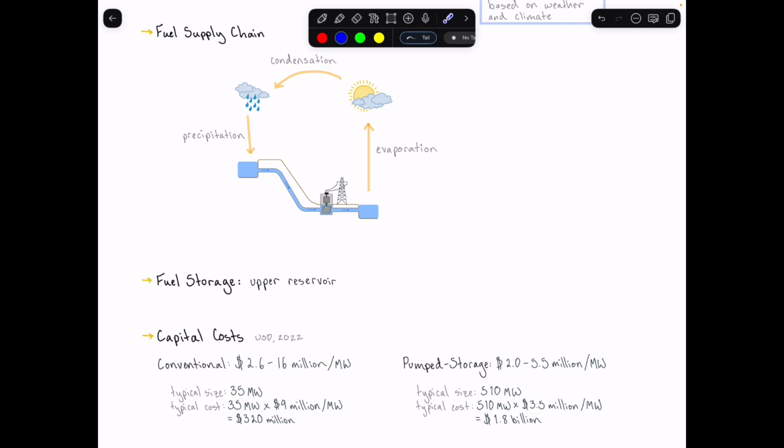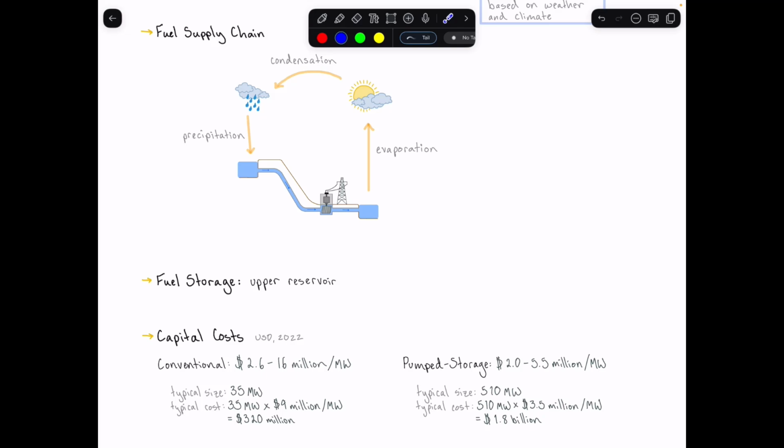And so because of these factors, needing a sufficient water resource and enough elevation change, there are only a limited number of locations around the world that are suitable for hydropower development, and many of the best sites around the world have already been utilized. But with that, let's go into the capital costs.